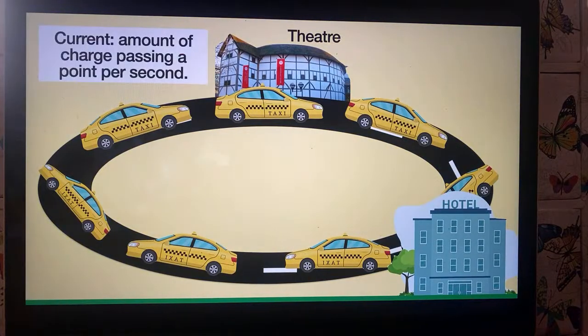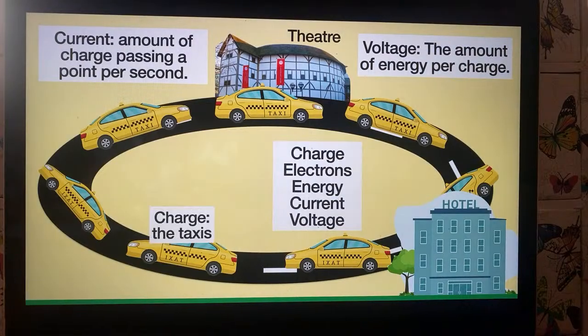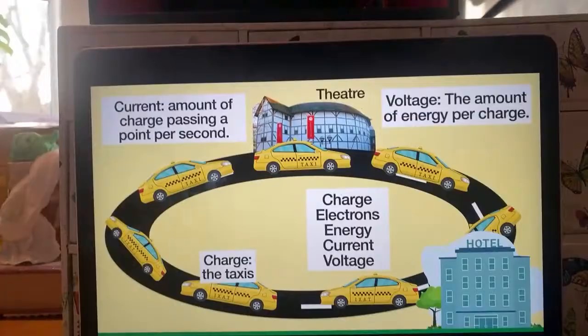Well, current is the amount of charge passing a point per second. Voltage is the amount of energy per charge. So current is the amount of taxis passing a point per second, which makes the taxis charge. Now, you've got to be careful here. We'll recap this again next week. Charge is measured in coulombs, distance is measured in meters, time is measured in seconds.